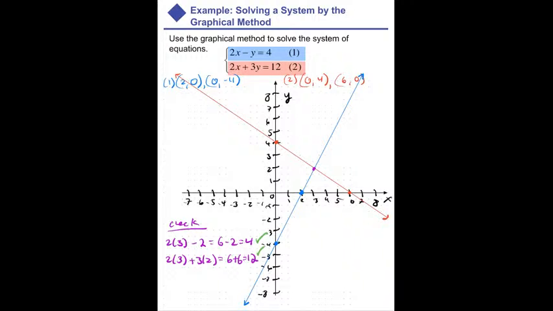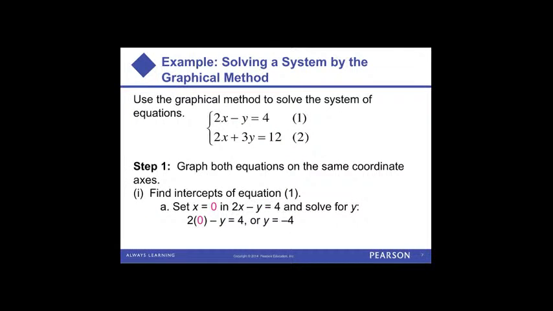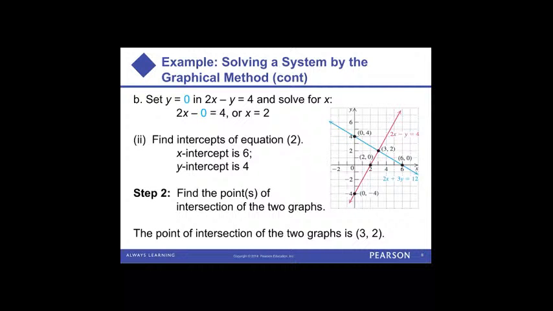So I think, okay, so they did the same thing. They graphed the intercepts. We got a colors bracket, but that's fine. And I think 3, 2 is the same thing.